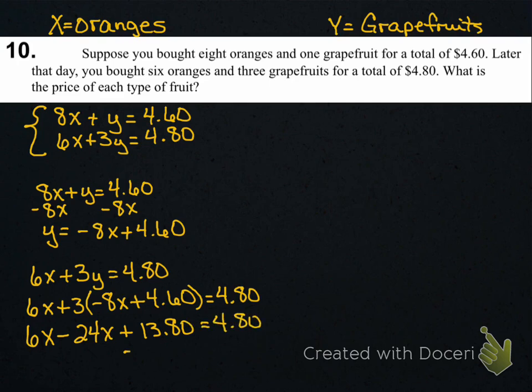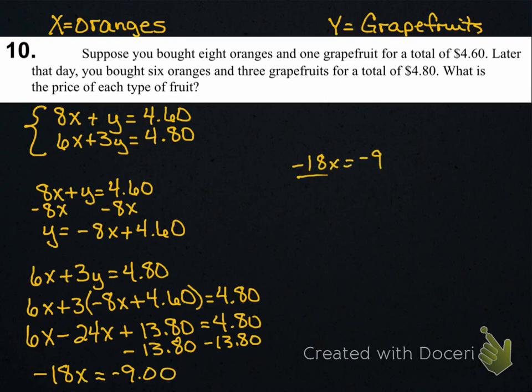I'm going to subtract that 13.8 real quick. Combine my like terms. 6 and negative 24 is negative 18x is equal to negative 9. So negative 18x equals negative 9. I'm going to divide by negative 18. So x is equal to 0.5. So our oranges are equal to 50 cents a piece.